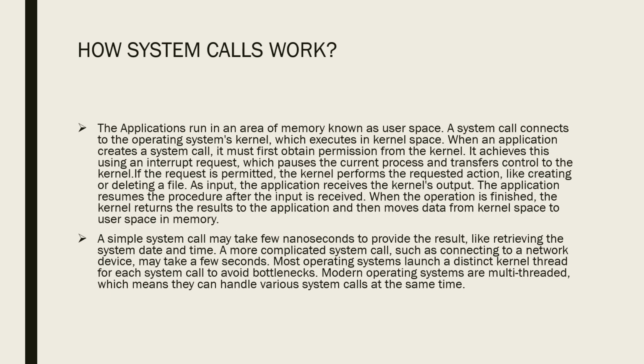When the operation is finished, the kernel returns the result to the application and then moves data from kernel space to user space. A simple system call may take a few nanoseconds to provide the result, like retrieving the system date and time. A more complicated system call, such as connecting to a network device, may take a few seconds. Most operating systems launch a distinct kernel thread for each system call to avoid bottlenecks. Modern operating systems are multi-threaded, which means they can handle various system calls at the same time.